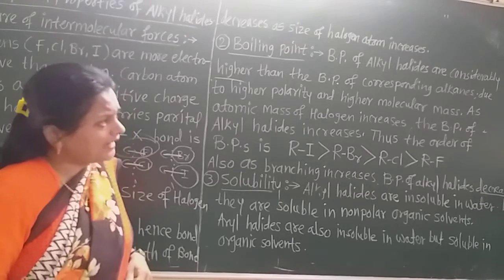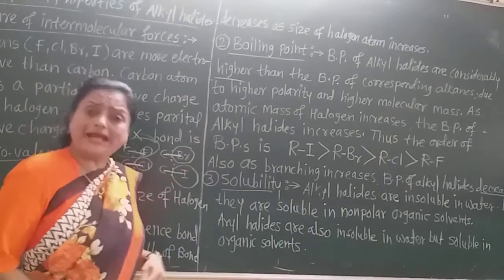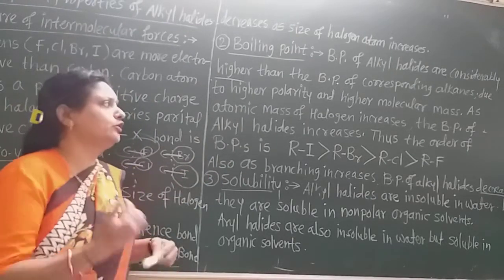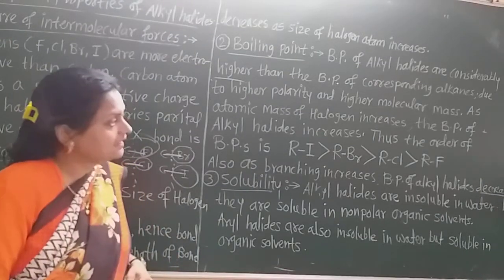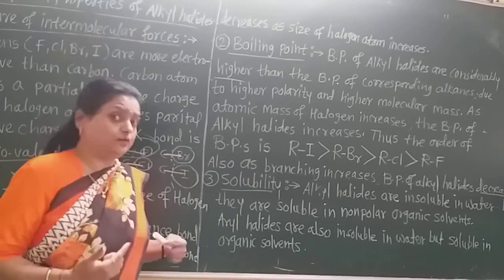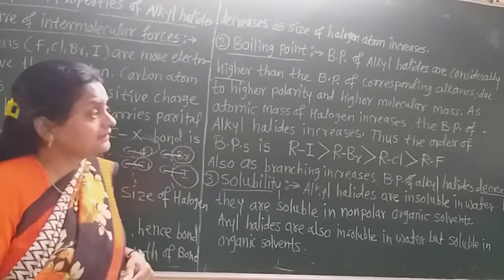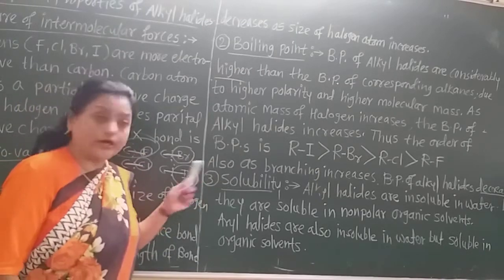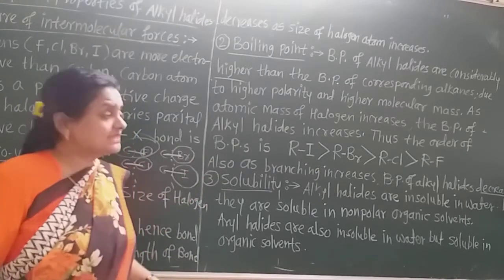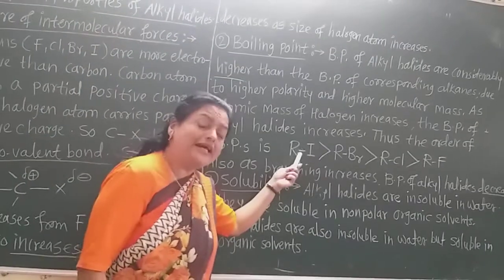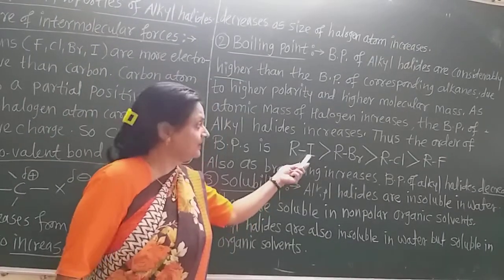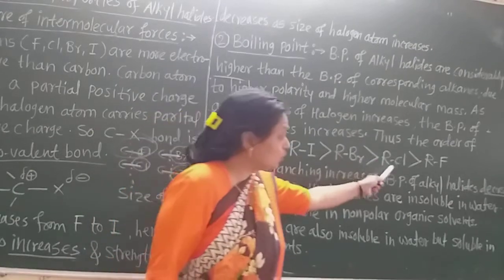Now again, as the atomic mass of the halogen increases, the boiling point of the alkyl halide increases. Because mass increases, the boiling point also increases. Thus this is a very important order of boiling points. That means always the boiling points of alkyl iodides are greater than alkyl bromides, then alkyl chlorides, and then alkyl fluorides.